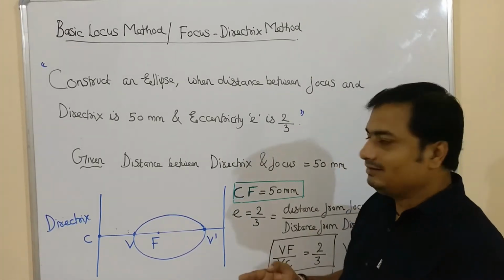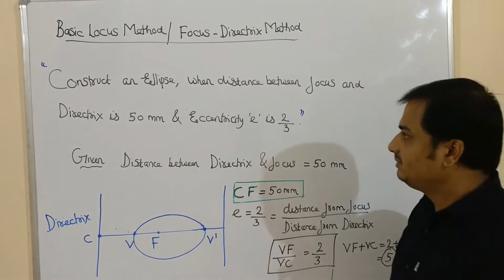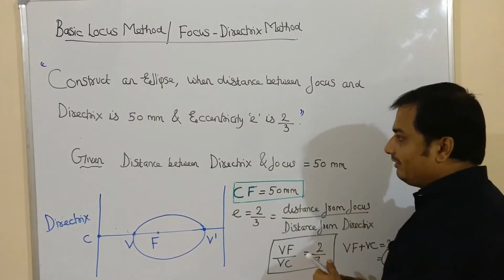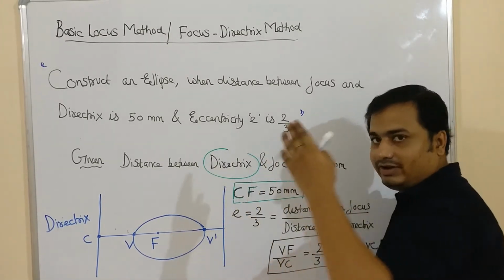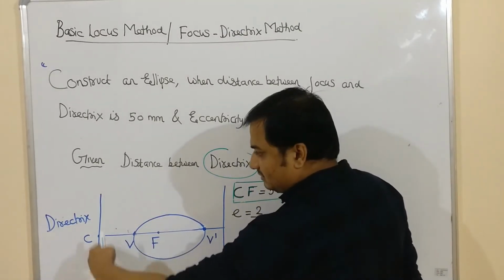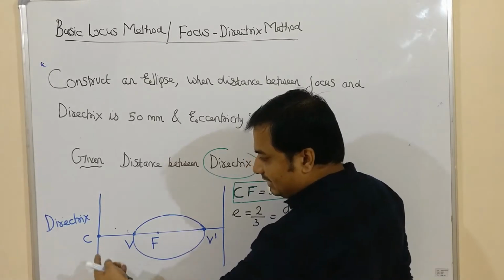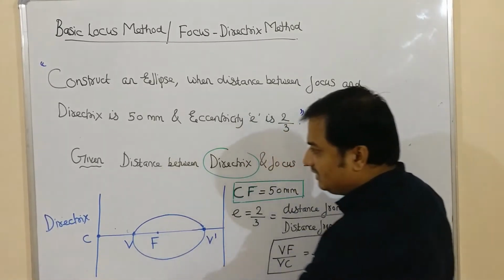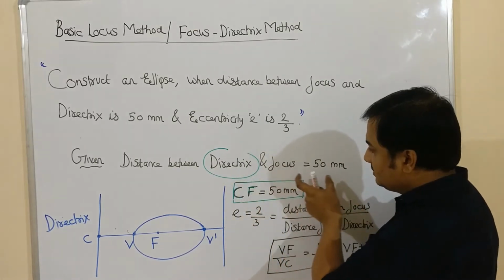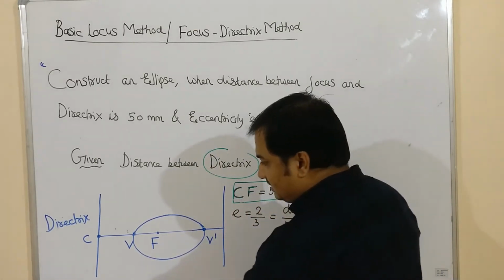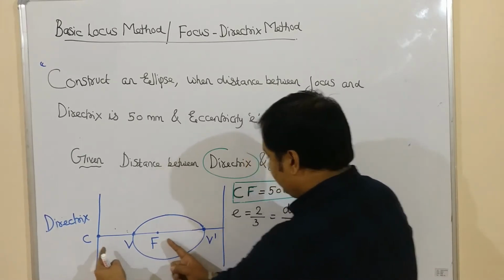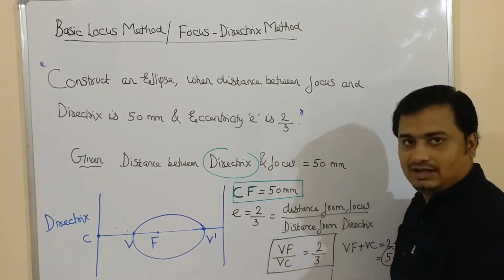So let us understand the data which is given in the problem. It has been given the distance between directrix and the focus, that is 50 mm. Directrix means it's a fixed straight line. So if we take this fixed straight line and take any point on that directrix, and name it C, the directrix and focus length is 50. So that means it has been given to us that CF is 50 mm.